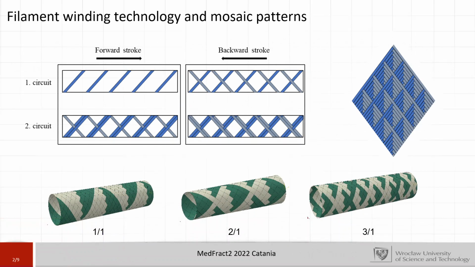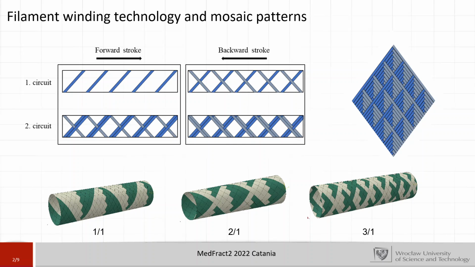At the beginning, I would like to say something about the filament winding technology and the mosaic pattern, which is one of the technological parameters involved in filament winding technology. During winding, we have the stroke forward and backward, where the bundle is deposited onto the rotating mandrel and going back, which is shown on the figure.